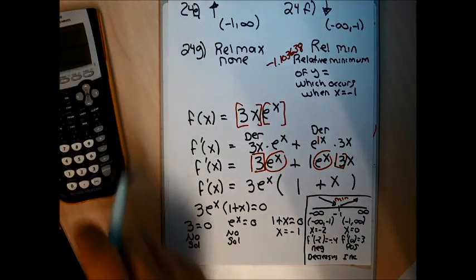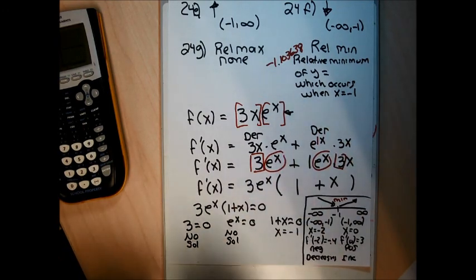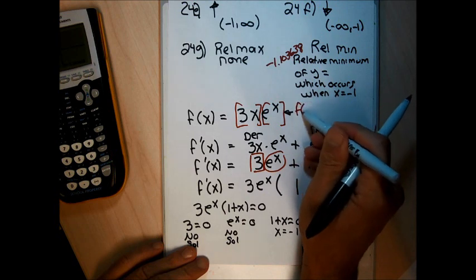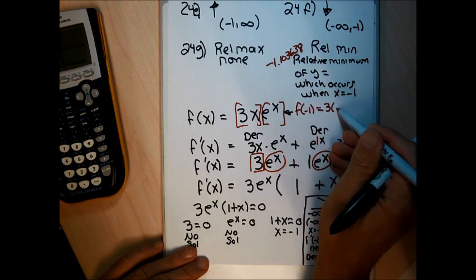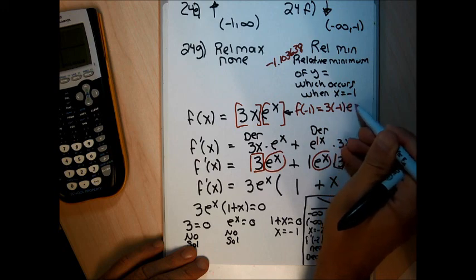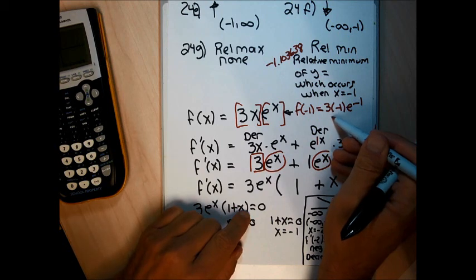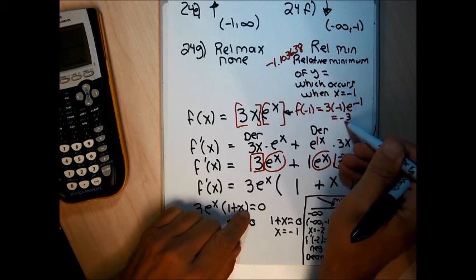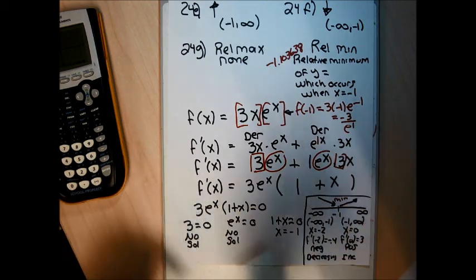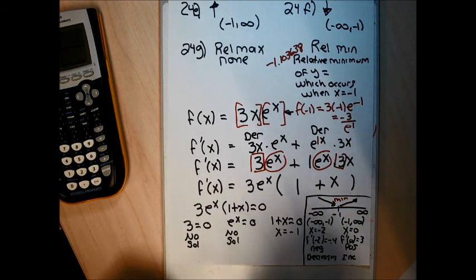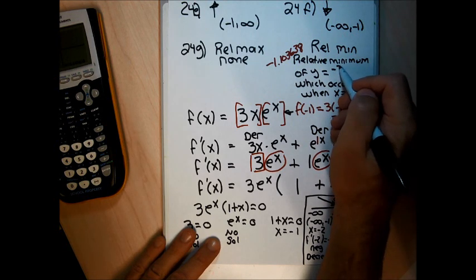To get the y value by hand, I'm going to use the original function and find out what its y value is. So I'm going to find f of -1 using the original function, which is going to be 3 times -1 times e to the -1. 3 times -1 is -3, and I'm going to get the e to the -1 to have a positive exponent by creating a fraction and moving it down to the denominator. The y-coordinate is going to be -3 over e to the first, which I'm just going to write as -3 over e.